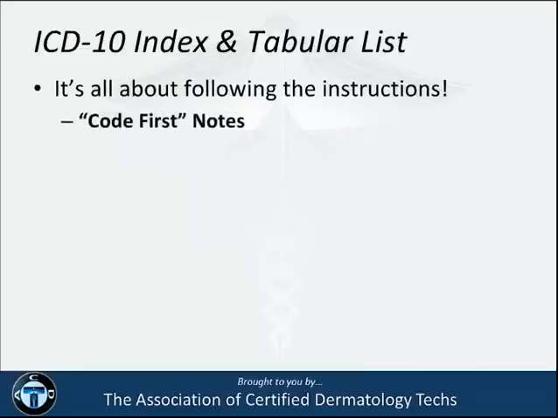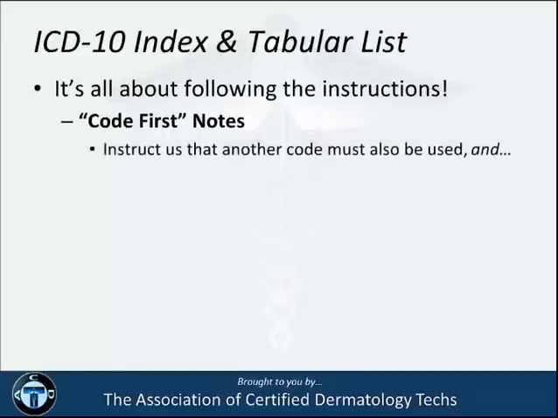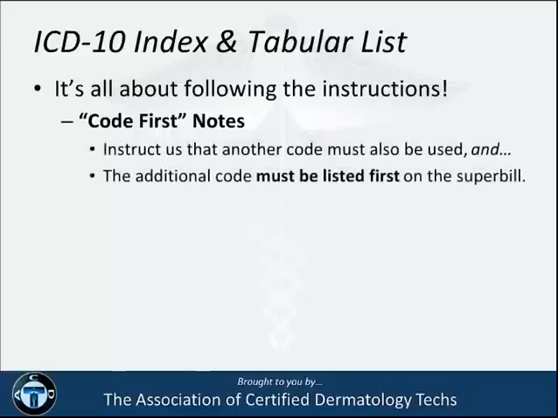The "code first" notes are like the "use additional code" notes, but with an added requirement. Code first notes instruct us that we must not only use an additional code, but also that the additional code should be listed first on the superbill. The code first notes are used most often to describe variations of a larger, often systemic disease.